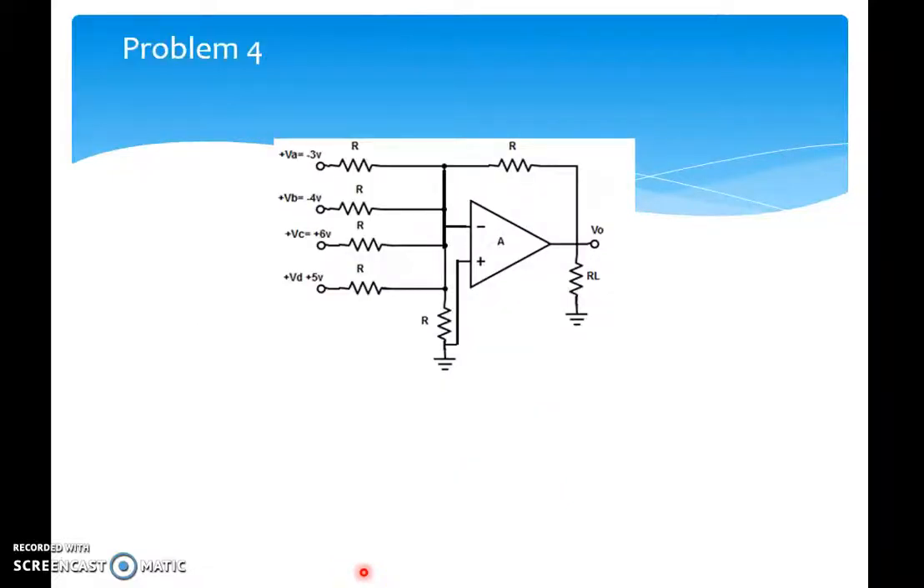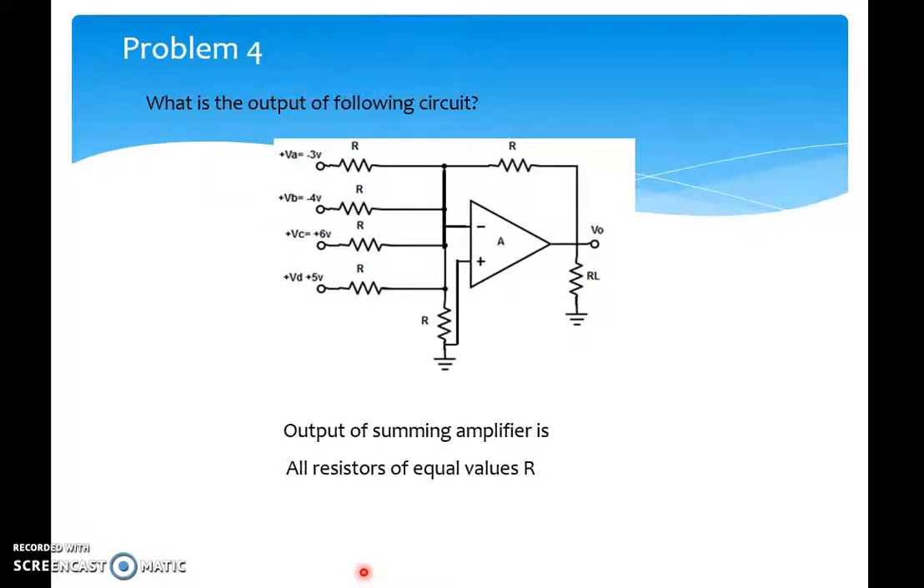Then again, this is a summing amplifier which has four inputs, VA, VB, VC and VD, that we have to sum. Since all the resistors are the same here, the output voltage is nothing but the sum of all these input voltages, that is VA plus VB plus VC plus VD. Therefore we get the output voltage equal to 4 volts in this case.